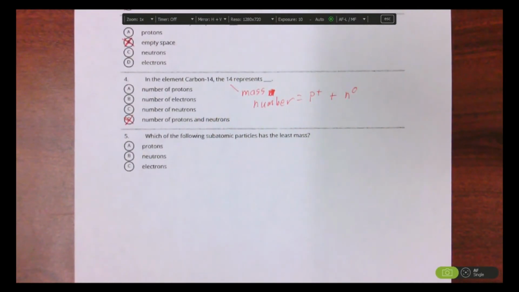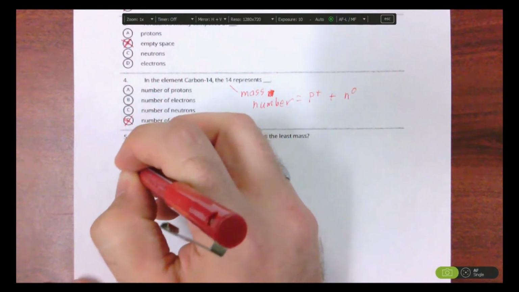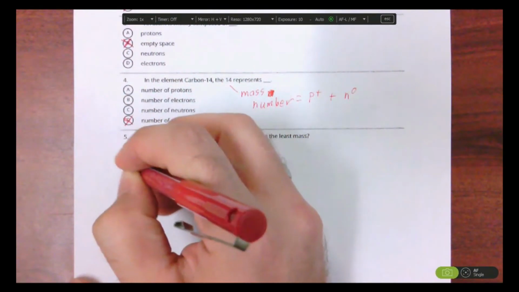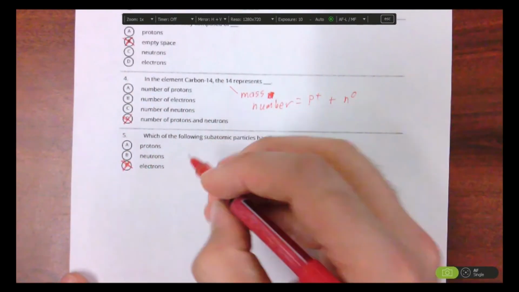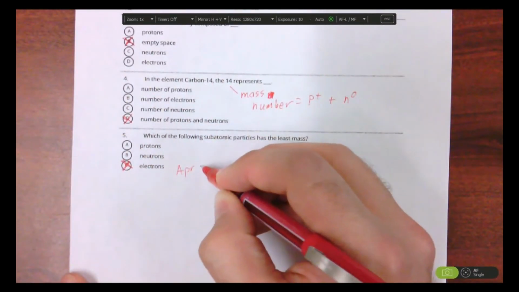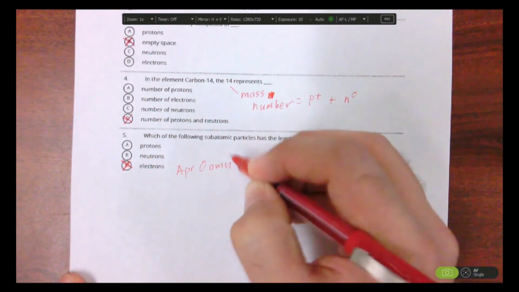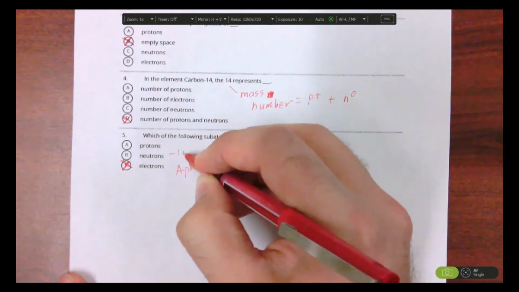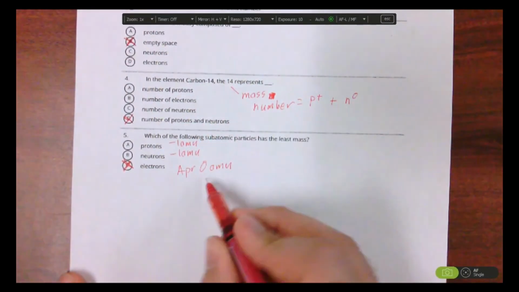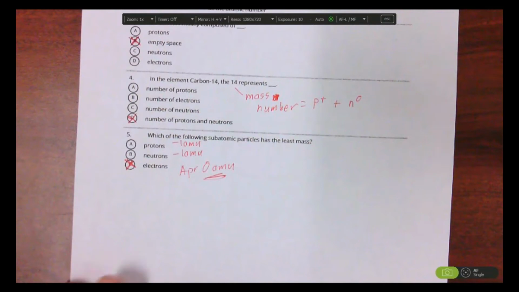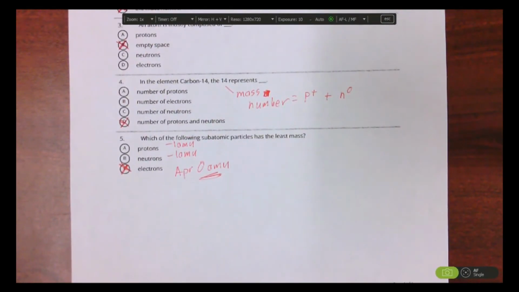All right, number 5. Which of the following subatomic particles has the least mass? Hopefully you said the electrons, because they are also moving at very high speed, and if you look back at that chart, they have approximately 0 AMU. You realize the neutrons have 1 AMU, and the protons have 1 AMU. So the one that has the least is the electrons. Remember, they're also moving very, very fast. They're like kindergartners jacked up on Mountain Dew.